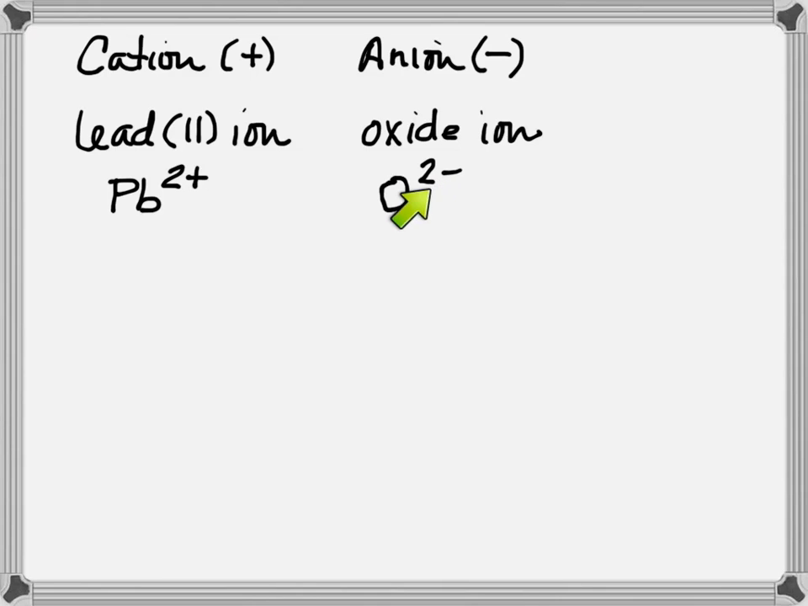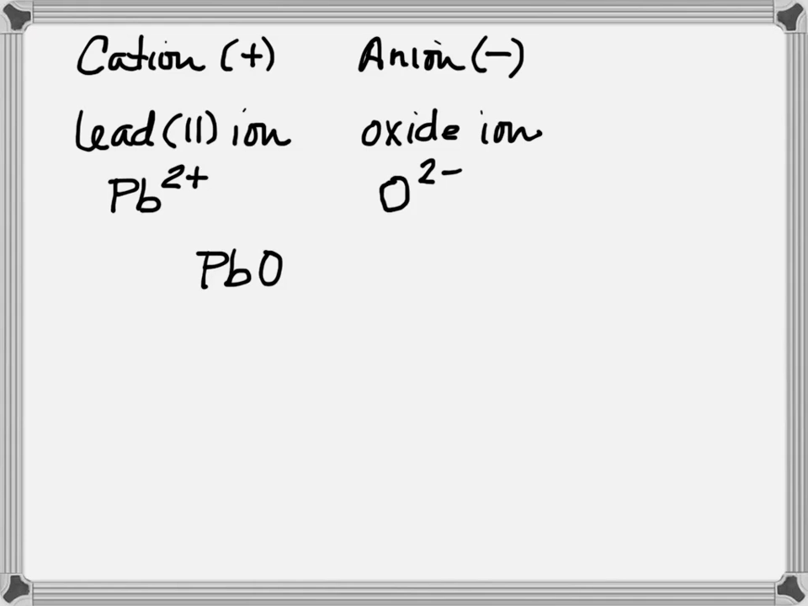Remember that we put the sign after the number, and we always include the sign, even if it's positive, which is different than math. So in order to form a compound between these two ions, we have to figure out how many of each of them we need so that when they all get together, the overall charge is 0. Because in a compound, the overall charge is 0. So if I put one lead-2 ion and one oxide ion together and added their charges, what would the overall charge be? It would be 0. And so we can write a formula for the compound here, and it's going to be PbO.